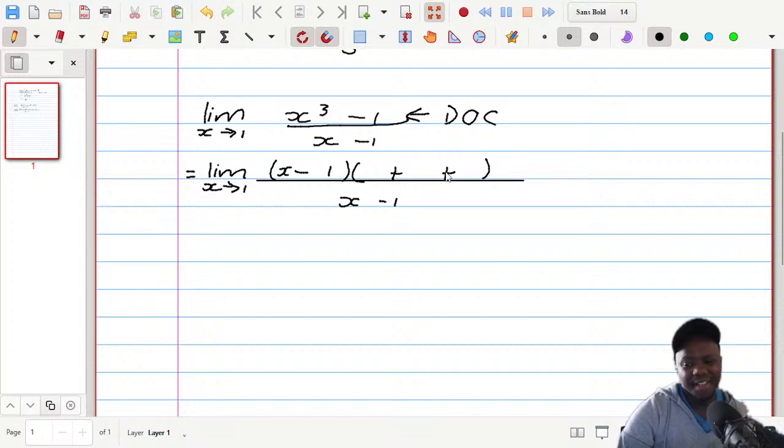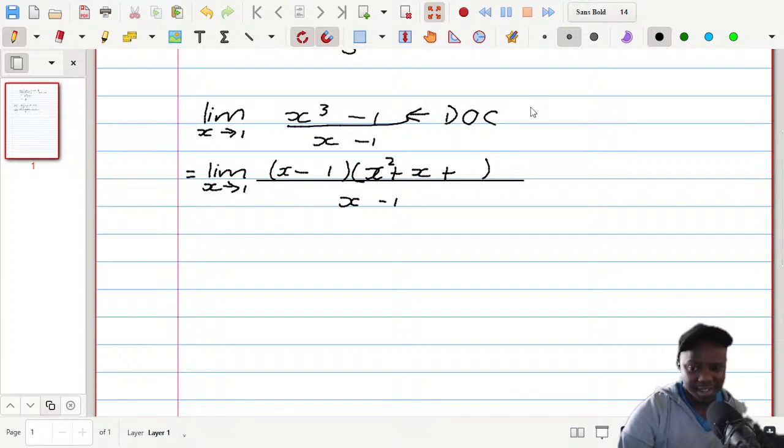To get the next three terms, we take our first term and we square it. Now x squared is going to give you x squared. To get the second term, we need to multiply the two terms in the first bracket, but ignore the negative sign. So x times 1, that's going to give us just x.